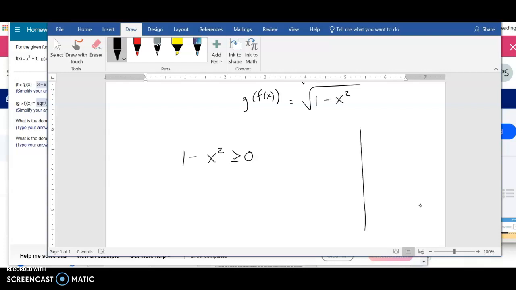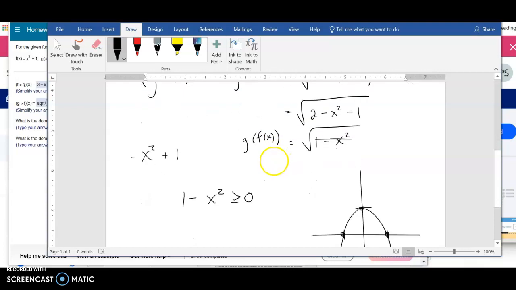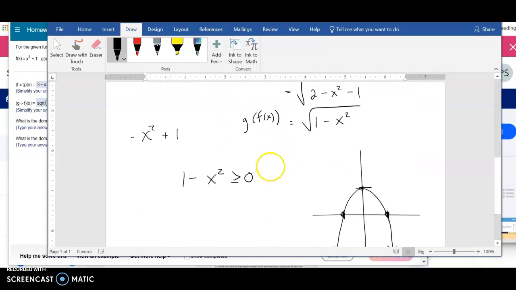If I graph this using a graphing calculator, 1 minus x squared looks like this. You did some transformations, so you know it's the x squared function, flipped upside down, moved up 1. And the two x-intercepts should be here and here. So you want to know where what's under the radical is positive.